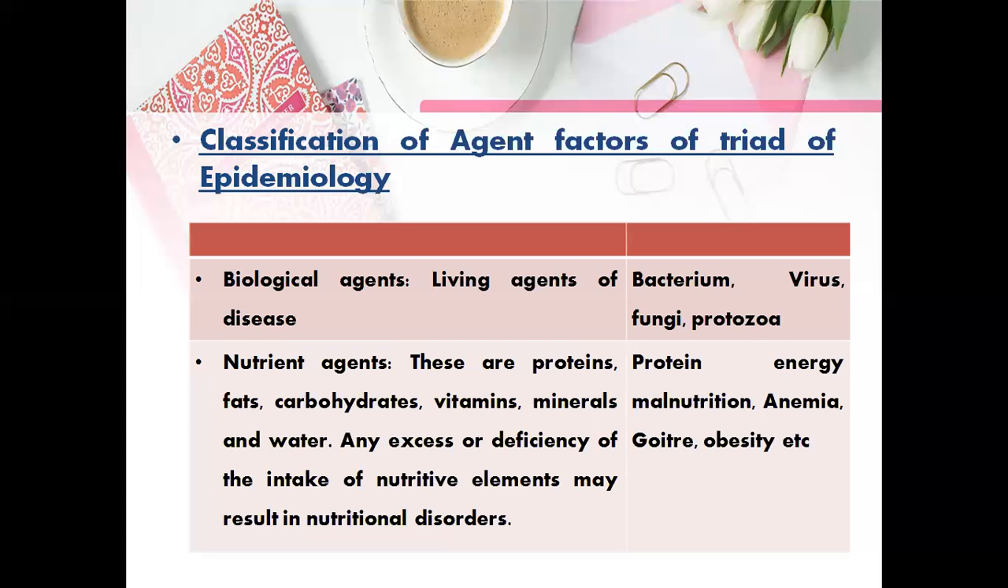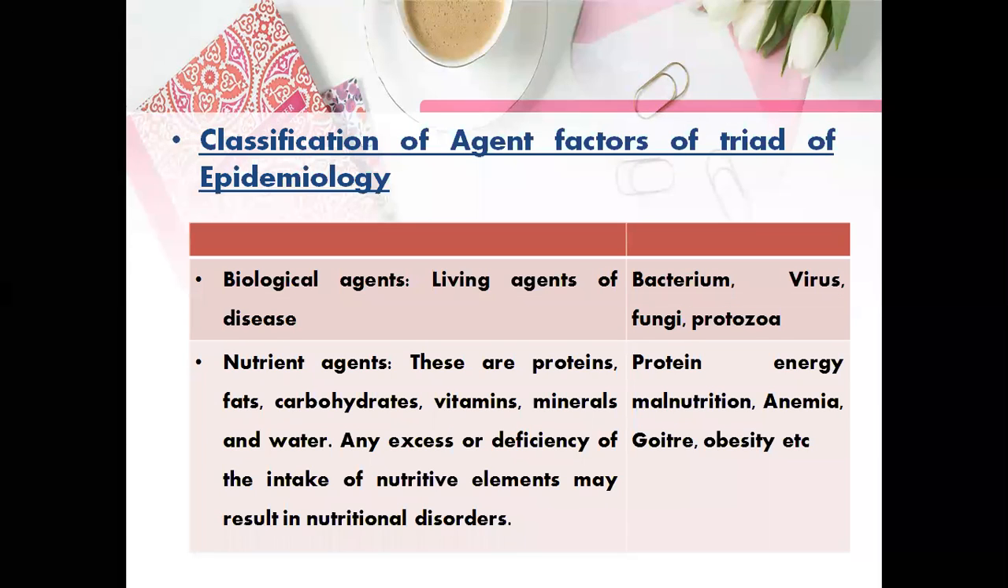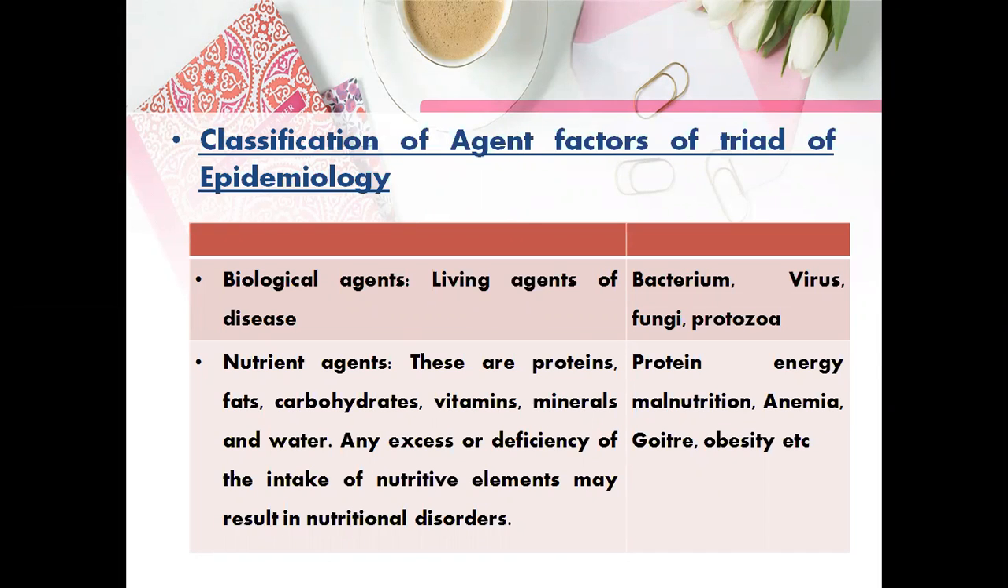The second is the nutrient agent. From the word itself, nutrient means it is related to the diet. This nutrient agent can be because either you are taking less of the required amount, or because you are taking more of the required amount. Because taking less also is harmful, and taking more also is harmful. So we have to maintain a balance.